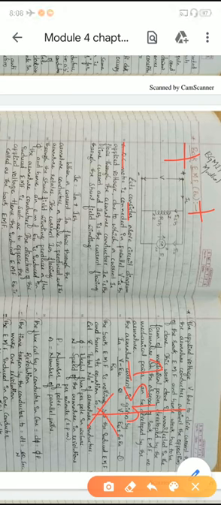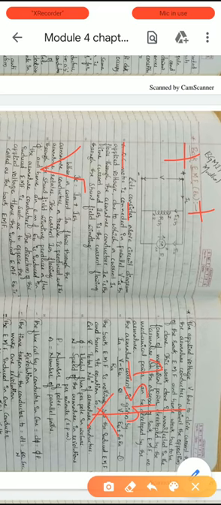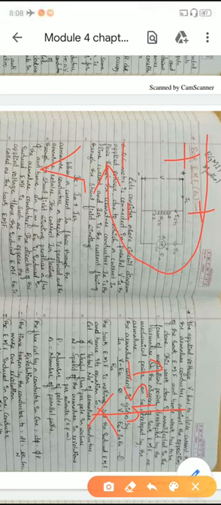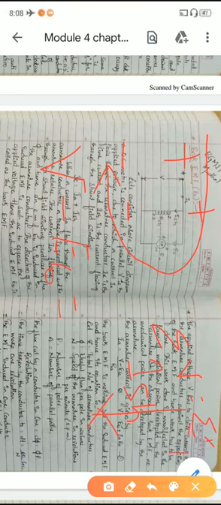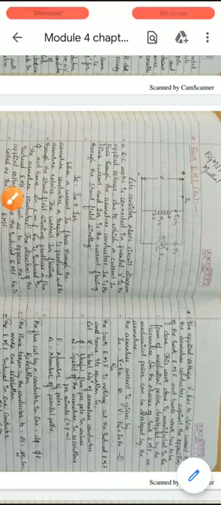Now we will apply KVL for this loop, right? Voltage V will have the same sign, this is also plus, because we need to apply KVL like this. This is also plus, there will be the same sign, then we get a change in polarity, that is minus EB. So what is KVL? Summation of V is equal to summation of IR, right?